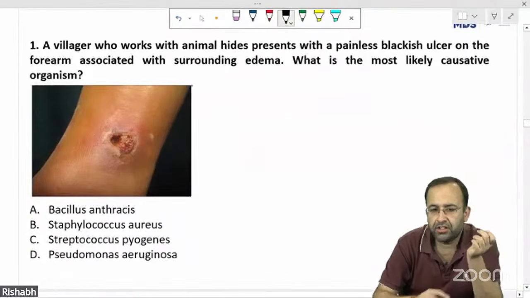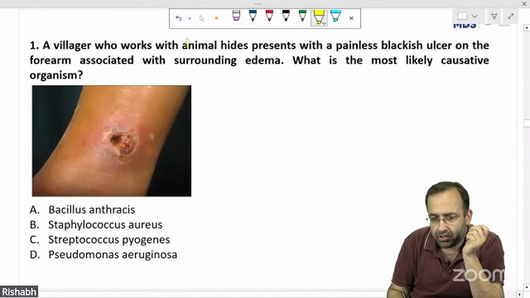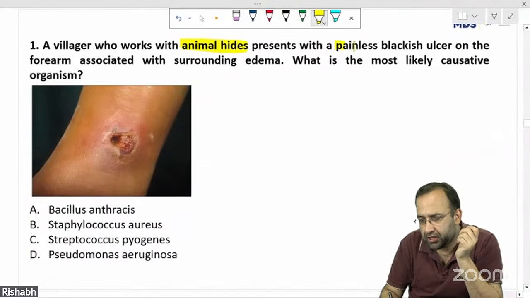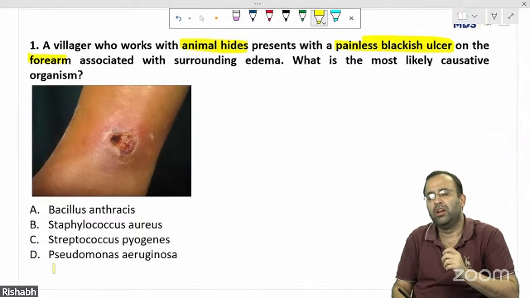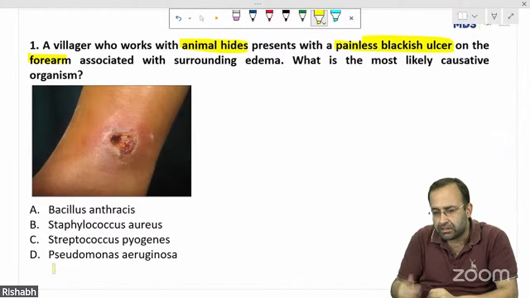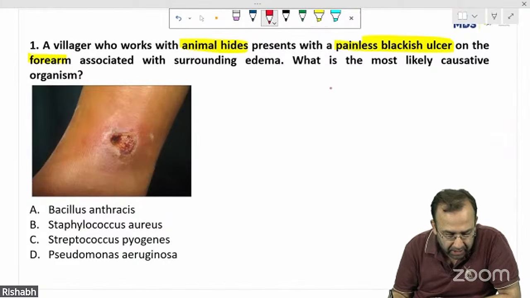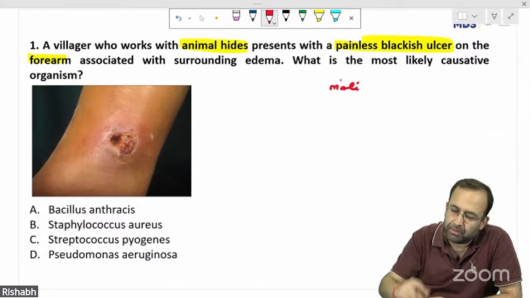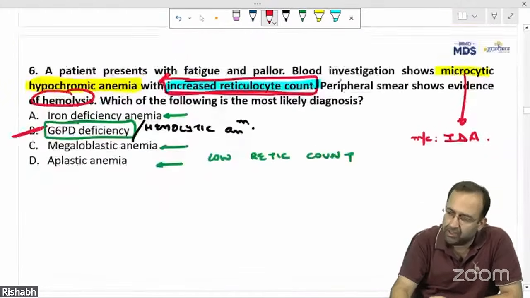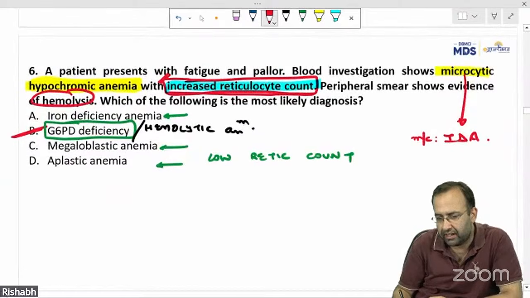Next question. A person who is working with animal hides presents with painless black ulcer on the forearm associated with edema. Now, animal hides and painless black ulcer, this is the malignant eschar. I know, many students saw microcytic hypochromic and marked it as IDA, but there was increased retic count.